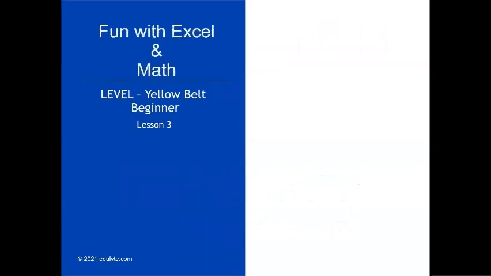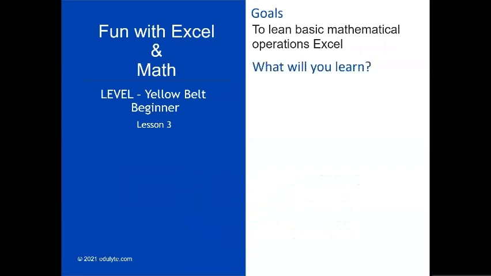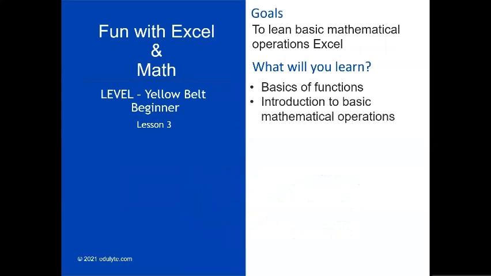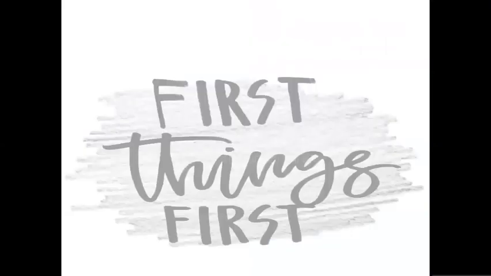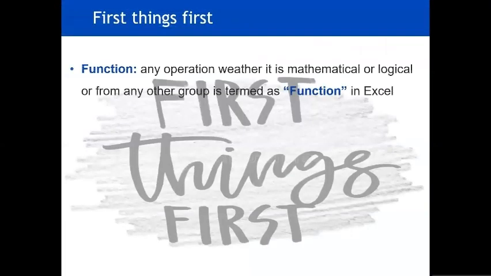This is our lesson number 3 in the series Yellow Belt for Beginners. And in today's session, we are going to have fun with Excel and mathematics. What we are going to learn in this session: basics of functions, introduction to basic mathematical operations, and ways of applying these operations. The operations that we are going to discuss in today's session are addition, subtraction, multiplication, and division. First things first, what is a function?